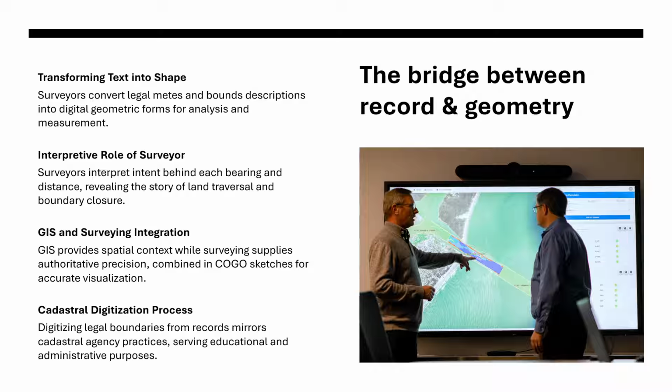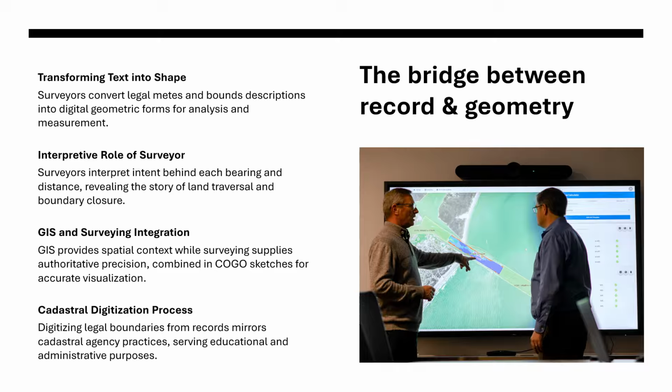From a surveying standpoint, this exercise reflects the interpretive role of the surveyor. The COGO sketch isn't just about replicating text, it's about understanding intent. Each bearing and distance tells part of a story: how a surveyor moved through the land, what features they followed, and where they chose to close the loop.